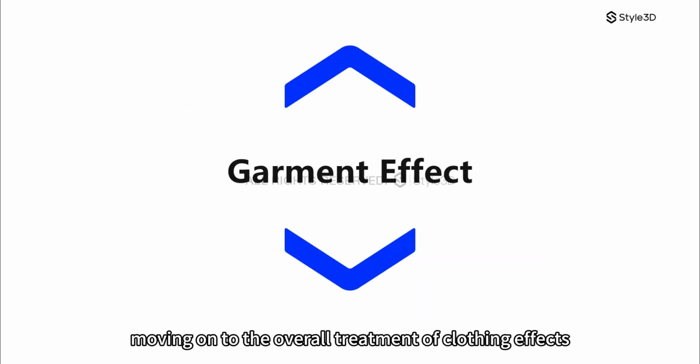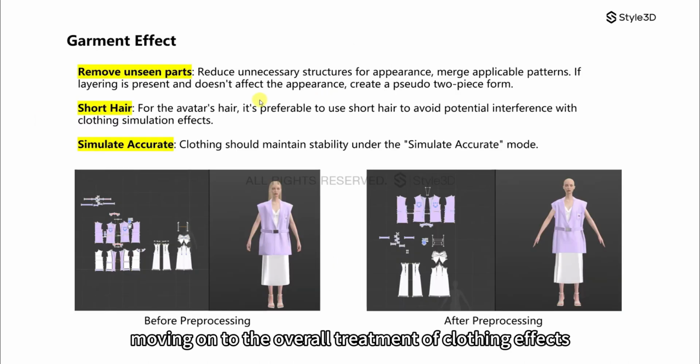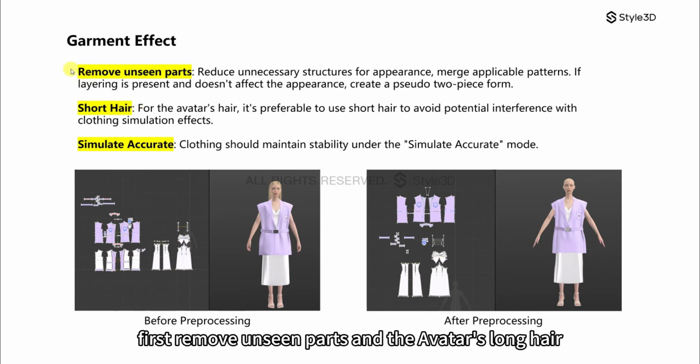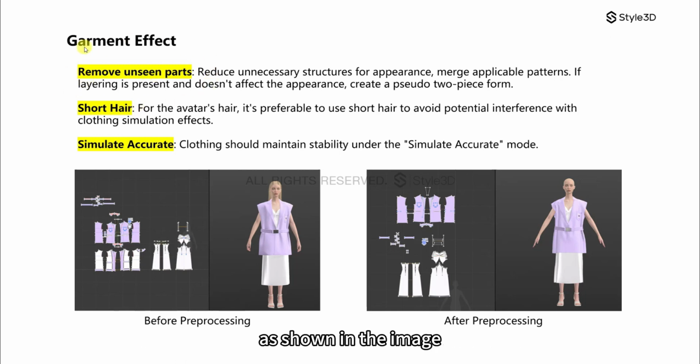Moving on to the overall treatment of the clothing effects. In general, these parts involve reducing redundant structures, while ensuring the integrity of the clothing appearance and stable simulation. In Simulate Accurate mode, let's see how to achieve this. First, remove unseen parts and the avatar's long hair, as shown in the image.